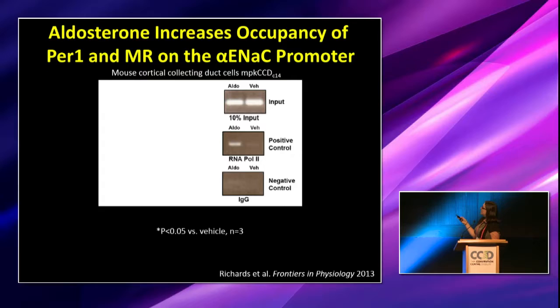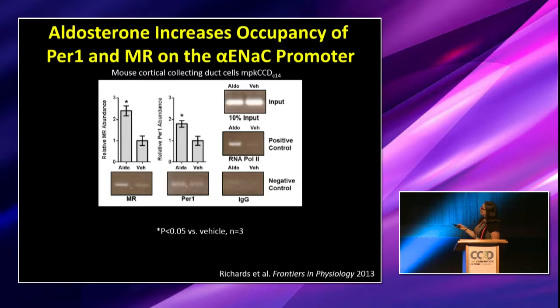Our negative control is here. And then we looked at the mineralocorticoid receptor on the left-hand side and PIR1 on the right-hand side. And when we quantitated this across several independent experiments, we found that the PIR1 signal increased, as did the MR signal, when these cells were treated with aldosterone.